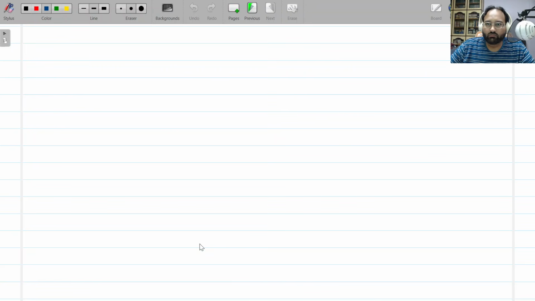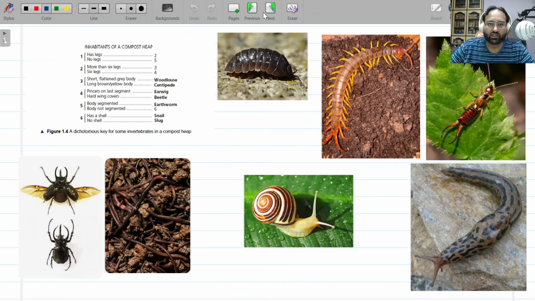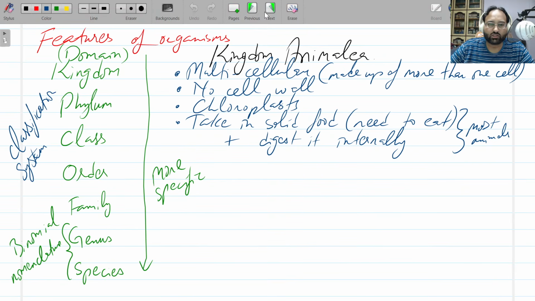Bismillah ar-Rahman ar-Rahim. So in our last class, we talked about features of organisms. We covered these guys. That was the dichotomous key. Features of organisms. And so the classification system starts off with the domain, then there's kingdom, phylum, class, order, family, genus, and species. The genus, species, the two of them are used for the binomial nomenclature or the scientific naming.